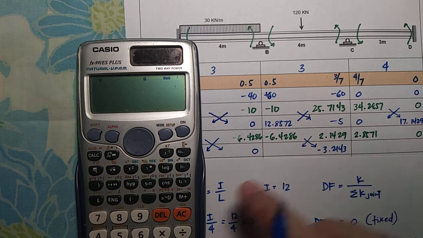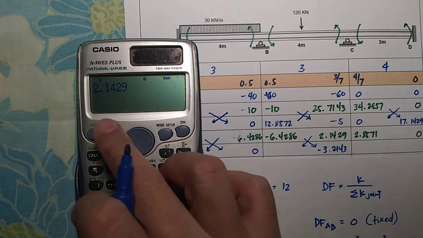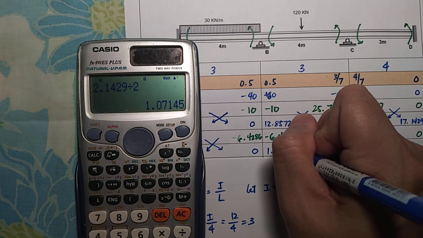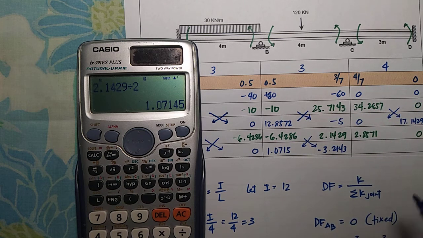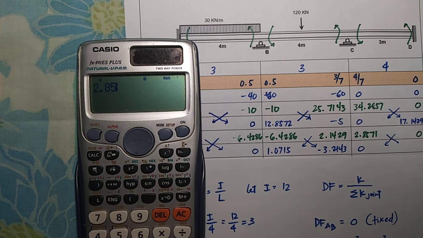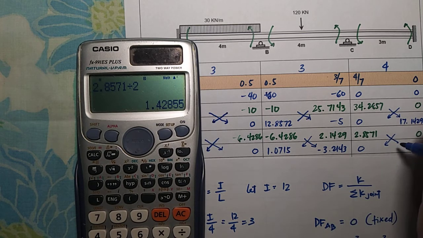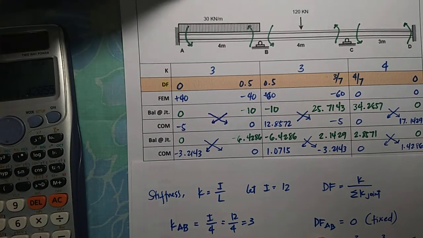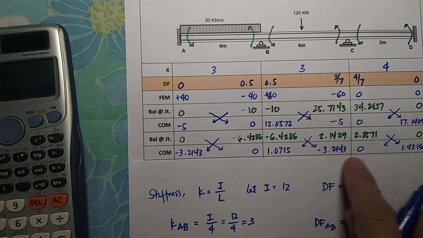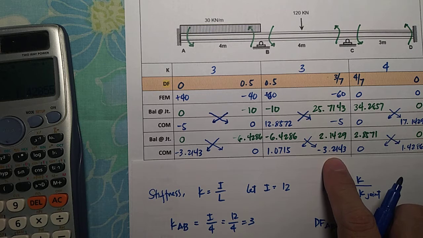Okay, so ito naman yung 2.1429 divided by 2. So we got 1.0715. Then for this side, 0. Then the 2.8571 divided by 2, it's 1.4286. Okay, so these are the COM again. So as you can see, medyo malalaki pa yung COM natin, no? 1.07. So mag-stop tayo pagka 0 na yung mga yan, or negligible, mga 0.00 something na yan.